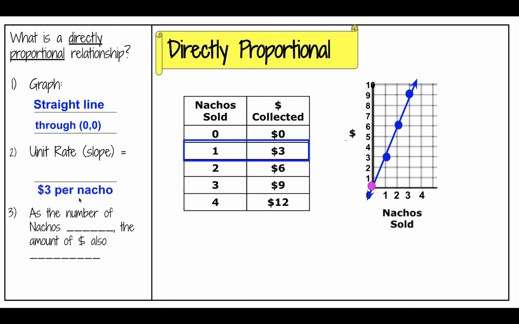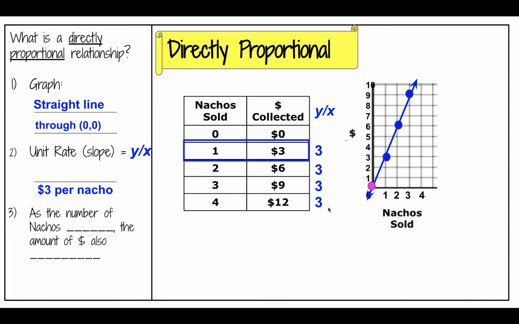I'm going to write that in on the left-hand side here. That's our unit rate. That means every time we sell a nacho, we're making $3. We should be able to take every y value in our table, divide it by its x value, and get 3. Get our unit rate. So I'm going to do that. I'm going to take the y value and divide by x. 3 divided by 1 is 3. 6 divided by 2 is 3. 9 divided by 3 is 3. 12 divided by 4 is 3.